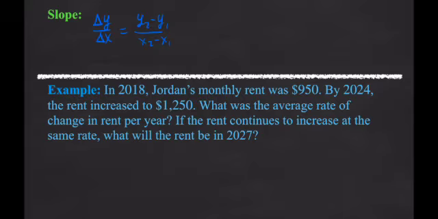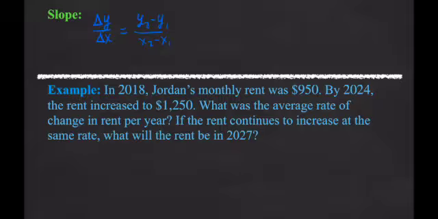In 2018, Jordan's monthly rent was $950. By 2024, the rent increased to $1,250. What was the average rate of change in rent per year, and if the rent continues to increase at the same rate, what will be the rent in 2027?